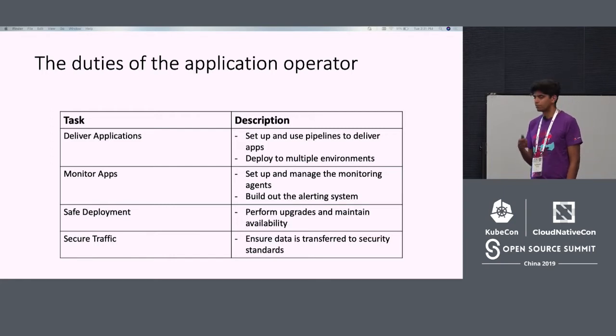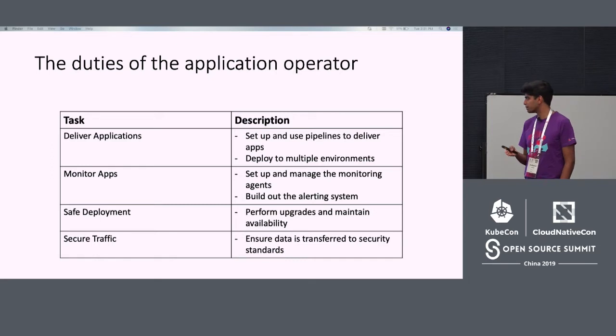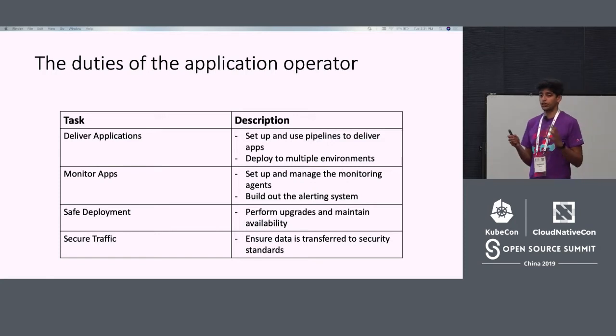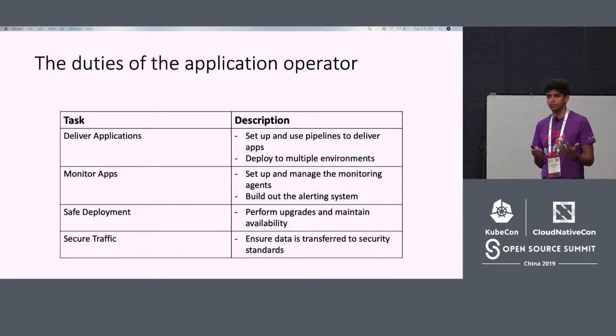Safe deployment includes performing upgrades and maintaining availability during upgrades. And this is where things like service meshes with Istio and Traefik actually come into play. The last one is securing traffic. And this actually falls into a wider category of just security in general. It's not just about securing your traffic, but also making sure that the data that the application accesses is stored securely.